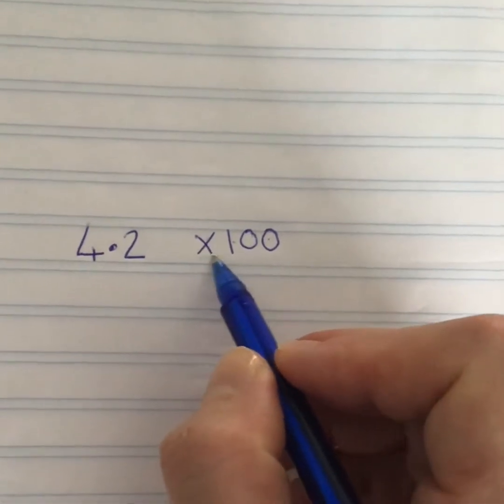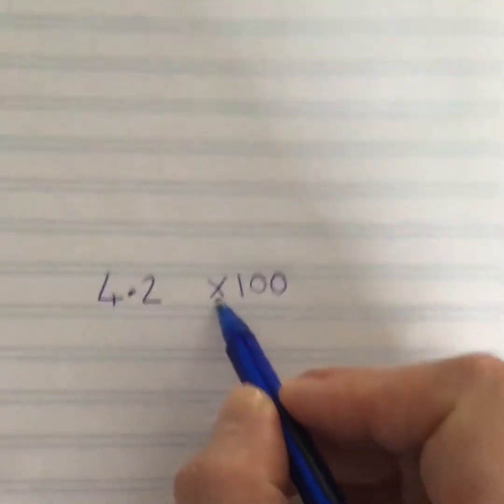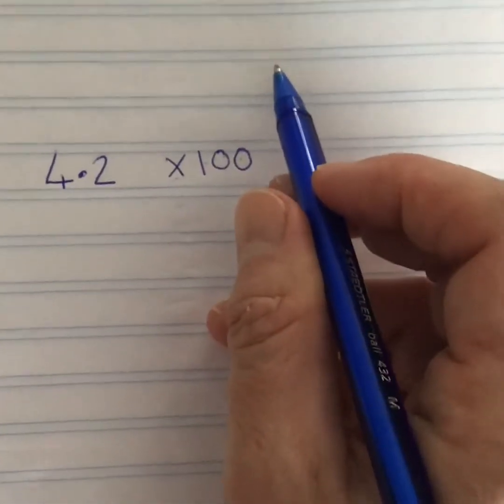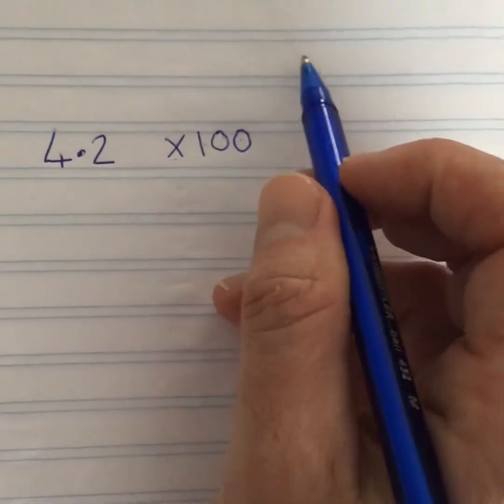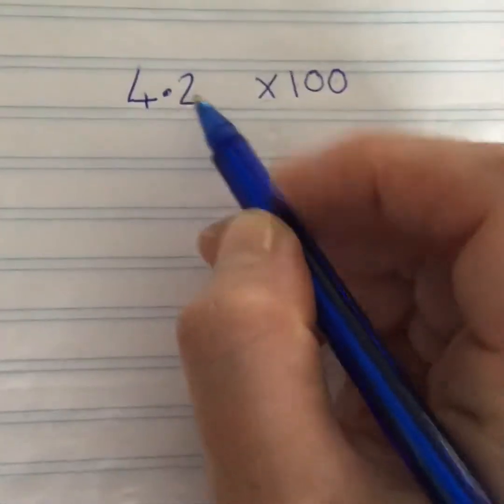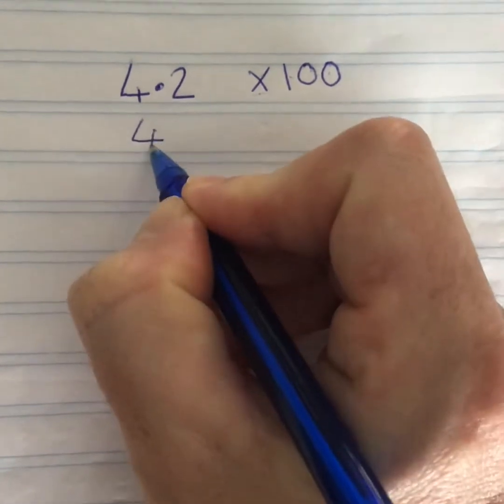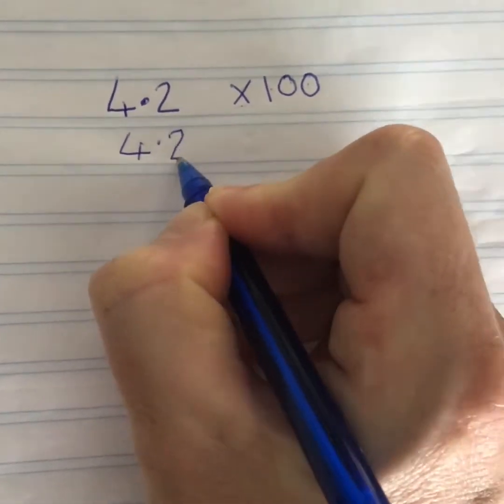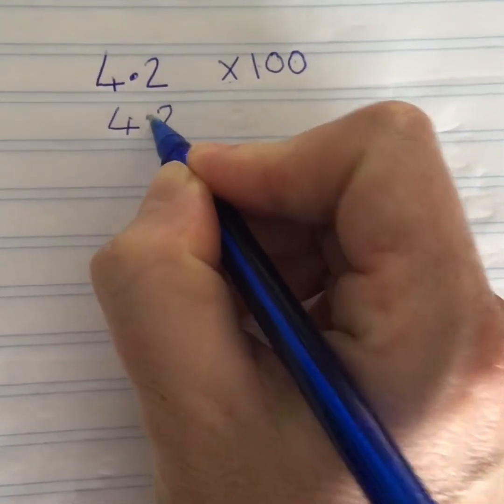Now it's multiplying, which means it always gets bigger. So think of 2 times 4. The 2 gets bigger, it becomes 8, okay? So this number is going to get bigger. So we have 4.2 and the decimal place has to move 2 places to make the number bigger.